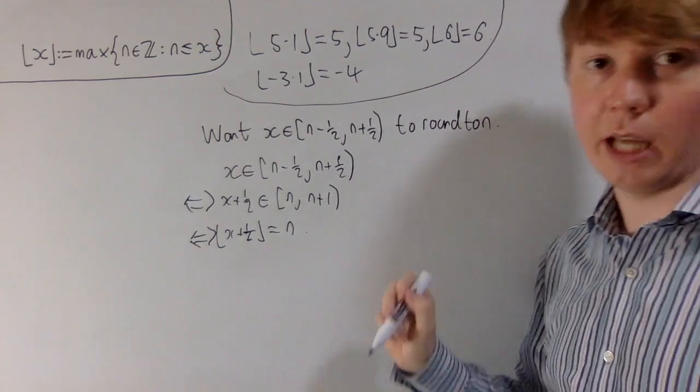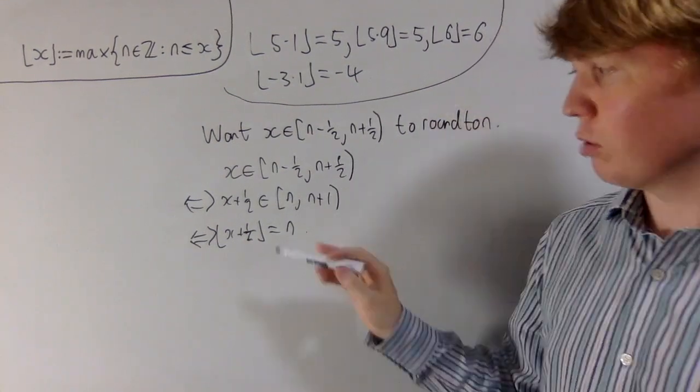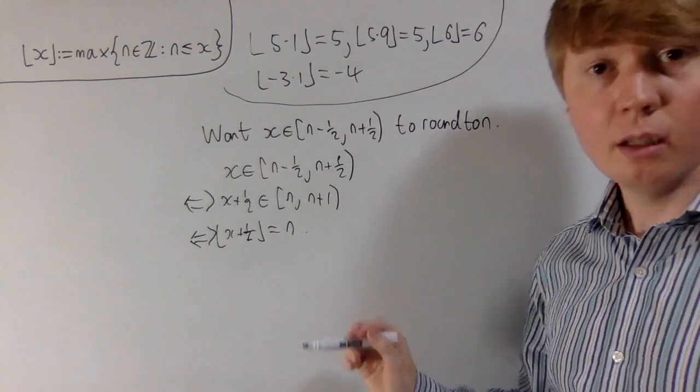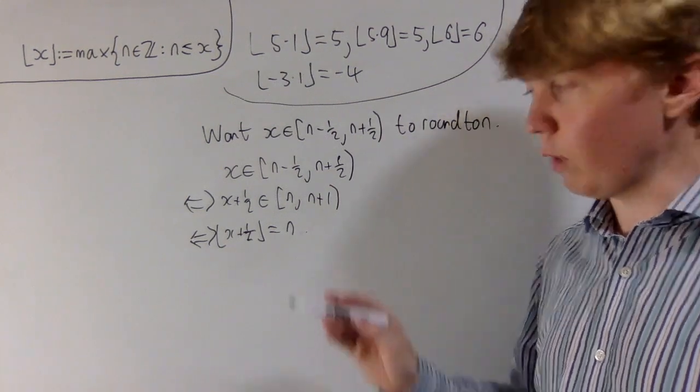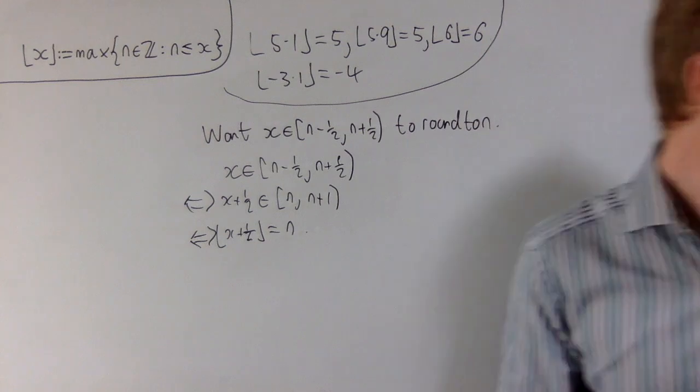Then this tells us actually how to round to the nearest integer. You just take your number, add a half to it, and then take the floor function of that, and that will round your number to the nearest integer.